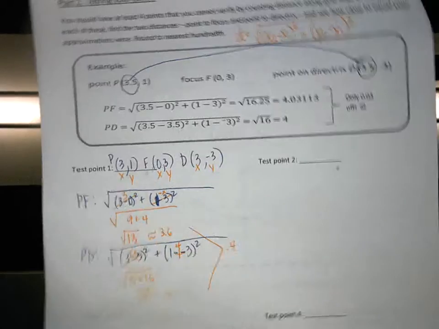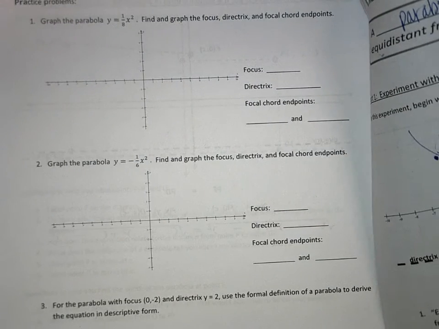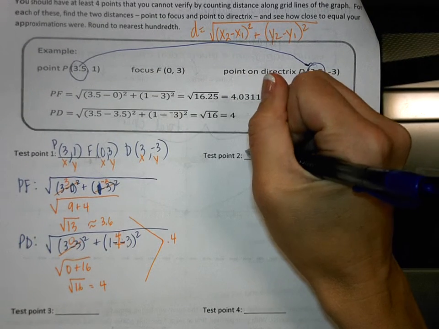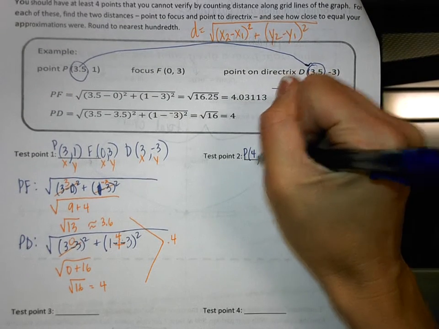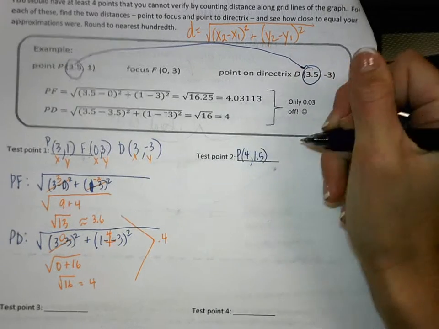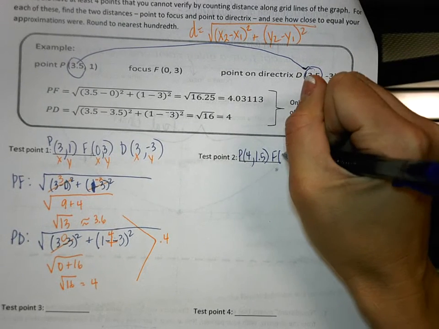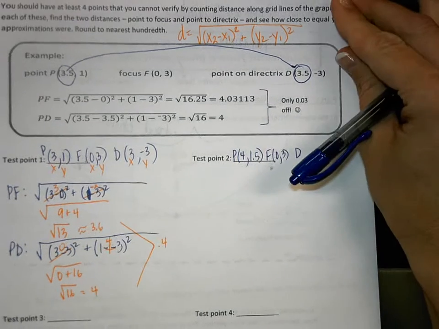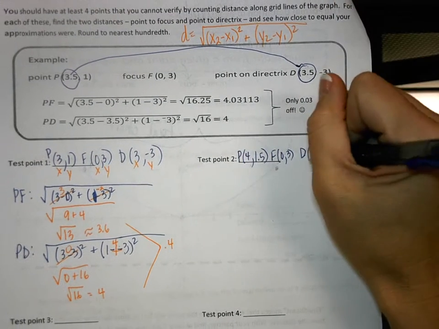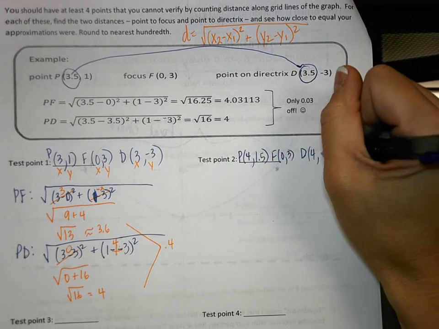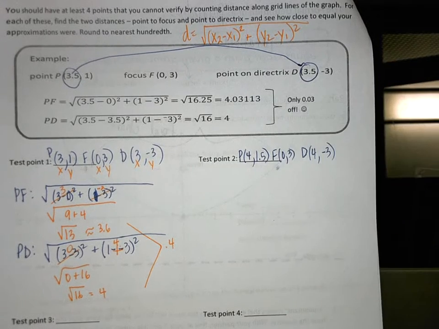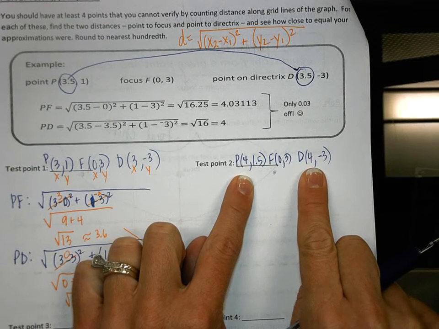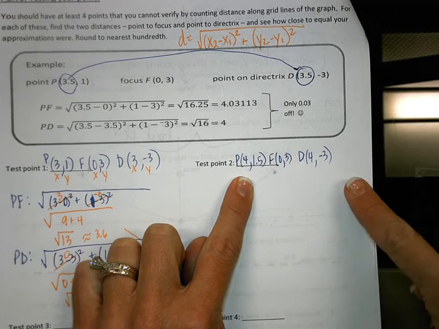So we're going to test the point. Should we do 4 and 1.5? Okay. So our point is 4 and 1.5. We know that our focus is 0, 3. And so what value am I going to use for the directrix? 4 and negative 3. Good. So we keep the same x value because we want that point to match, because it has to be the same distance, right? And then negative 3.